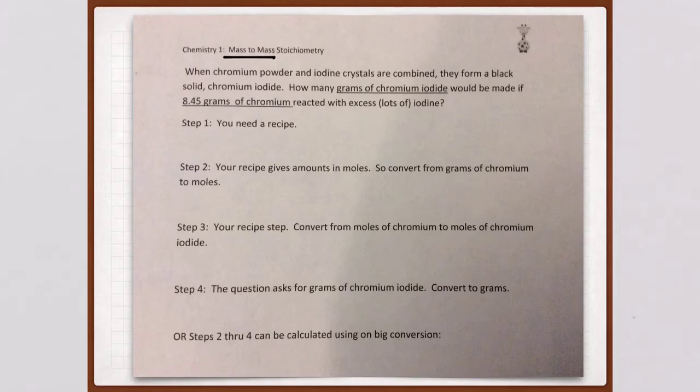But I'm just going to go right into an example because I think that's the easiest way for you guys to figure this stuff out. Go ahead and read this problem. When chromium powder, so we're dealing with chromium, and iodine crystals are combined, they form a black solid, which is chromium iodide. And the question is, how many grams of chromium iodide would be made if 4.5 grams of chromium reacts with excess, which means lots of extra. You don't have to really worry about it because you have so much excess iodine.